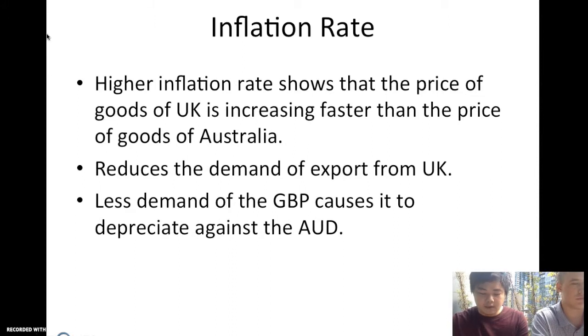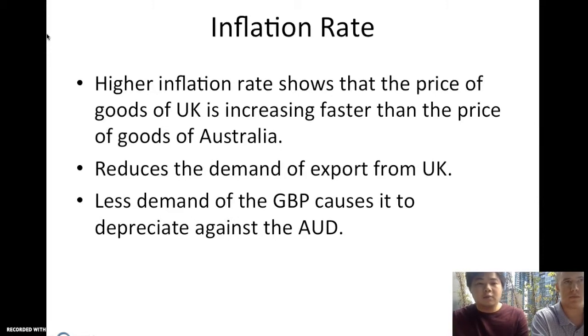Now, what does this mean? It means that the goods of the UK are getting more expensive for foreign countries to purchase. This would decrease the demand of the export from the UK to other countries. This leads to a lower demand of GBP because people would be less likely to purchase the goods of the UK nowadays.